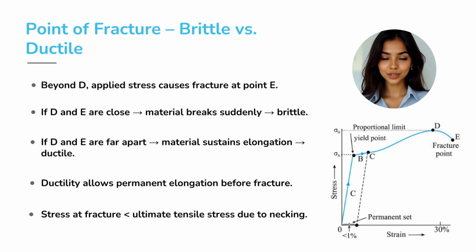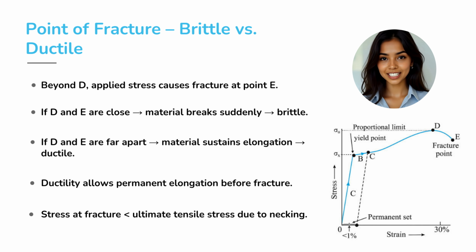What happens after point D? As you keep pulling, the material actually weakens, the cross-sectional area reduces, a phenomenon called necking. Finally, it breaks at point E, the fracture point. If point D and point E are very close, the material breaks suddenly, we call it brittle.